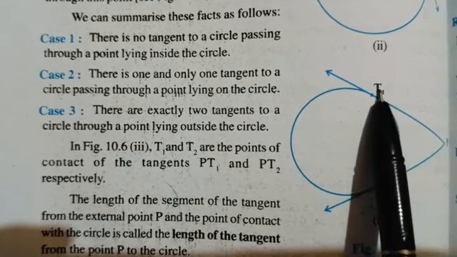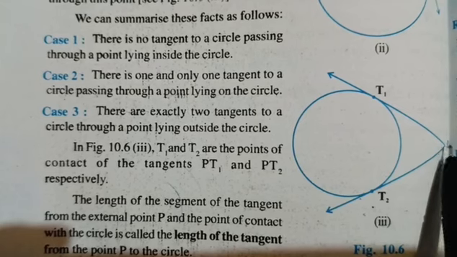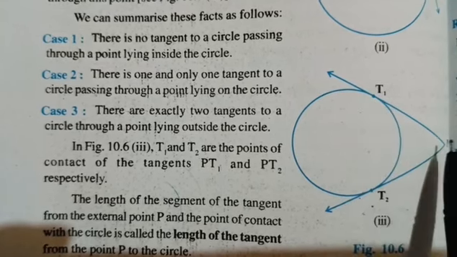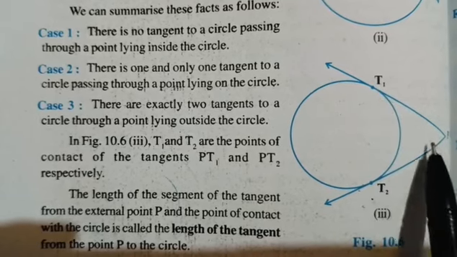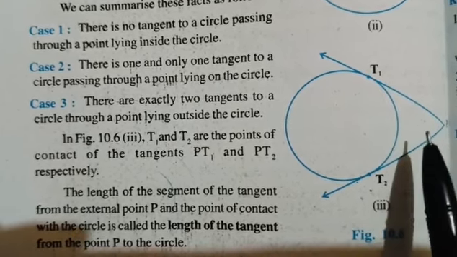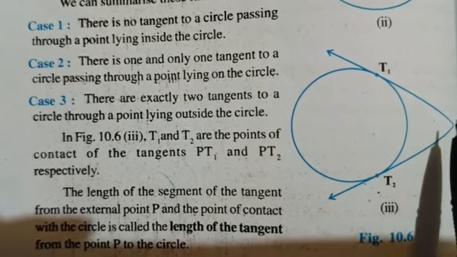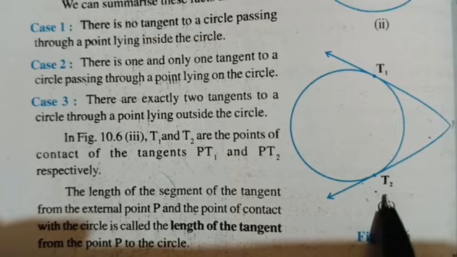The length of the line segment from the external point P to T1, PT1, is known as the length of the tangent, and PT2 is also the length of the tangent. And I already said that PT1 is always equal to PT2.